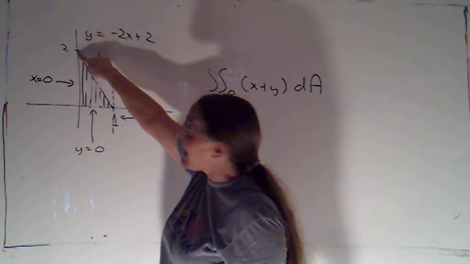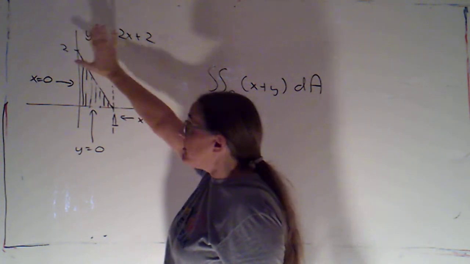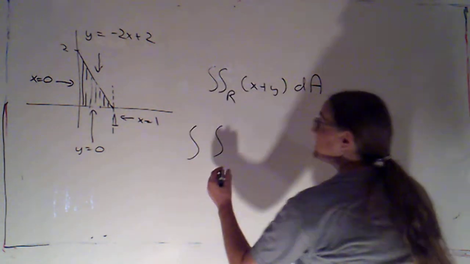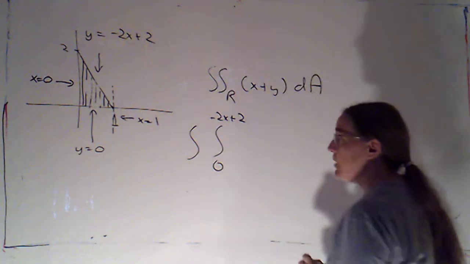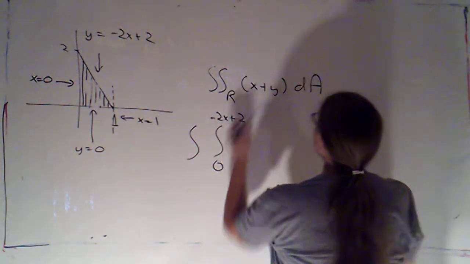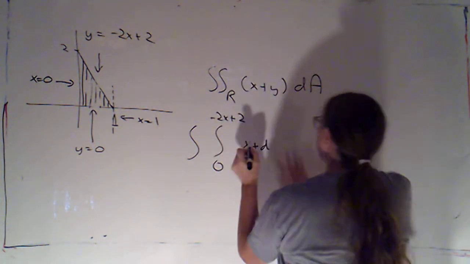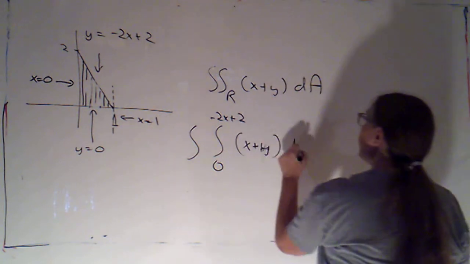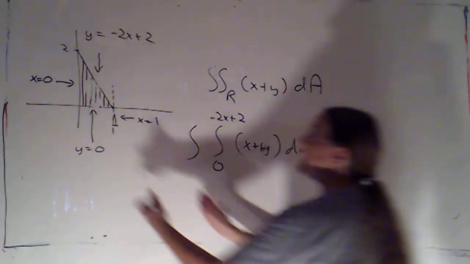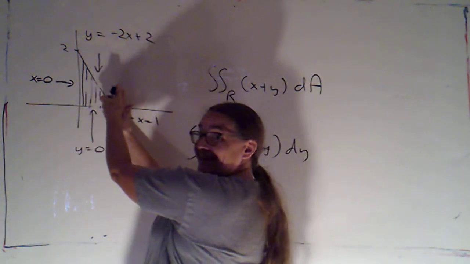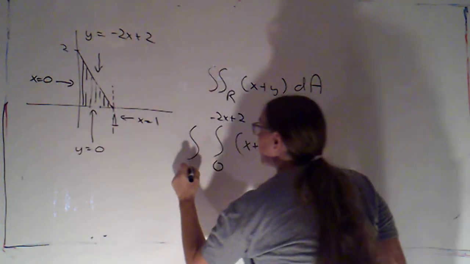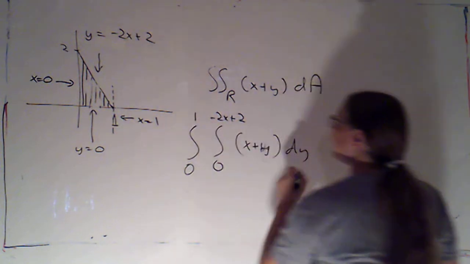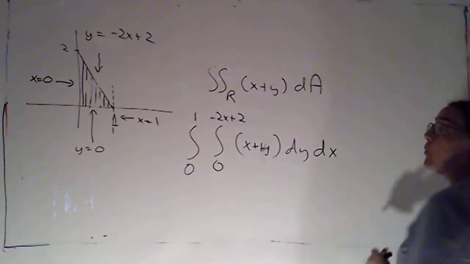The very top of that slice is 2. That's the only slice that goes that high. So we're going to be going from 0 to negative 2x plus 2, and we're integrating x plus y. That's my dy. And then we've got to add up the slices and multiply by the thickness of the slice. The slices start at an x value of 0 and end at an x value of 1.